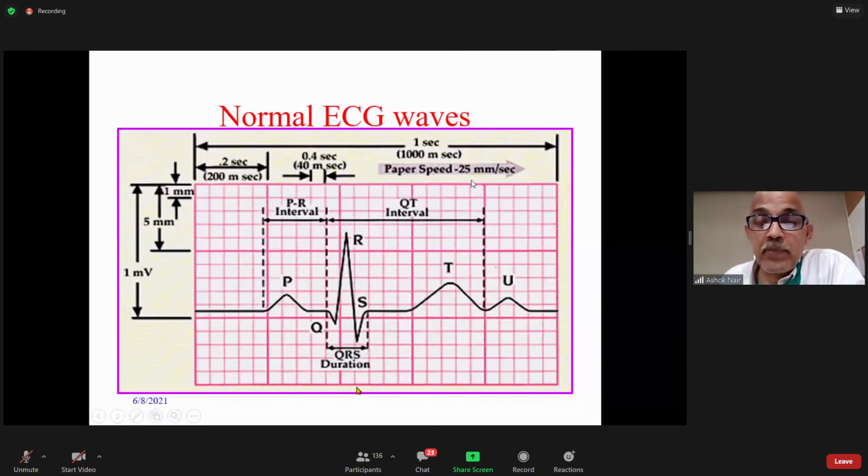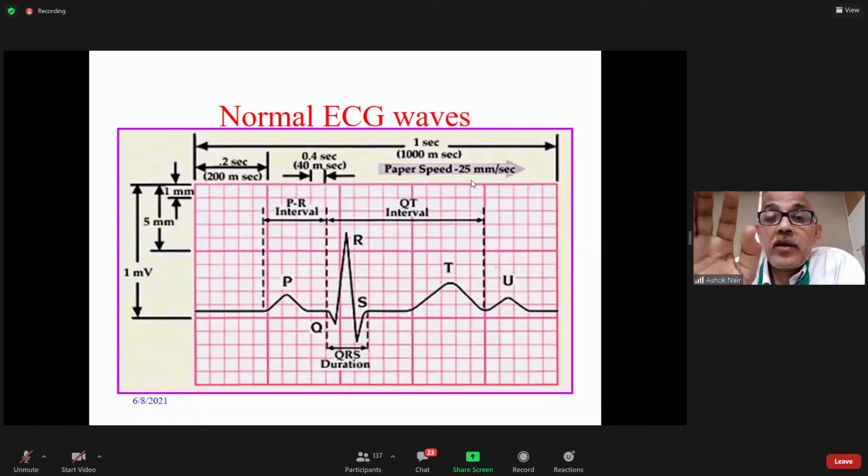So you will be doing practicals of it. You will be measuring them and determining the heart rate, determining the PR interval, finding out the voltages, finding out the axes. So you need to remember this. Now coming to another aspect.